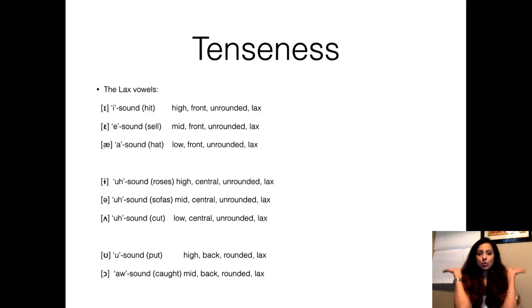And then you have the oo guy, which looks like a U with like a hand symbol, like both hands like that, which is a rounded lax vowel. And then the o as in cot, which is a mid-back rounded lax vowel.